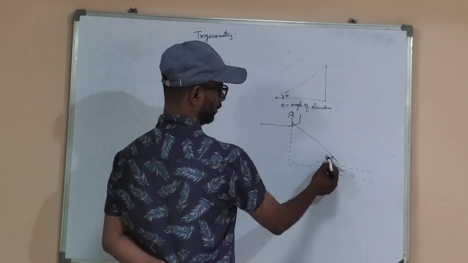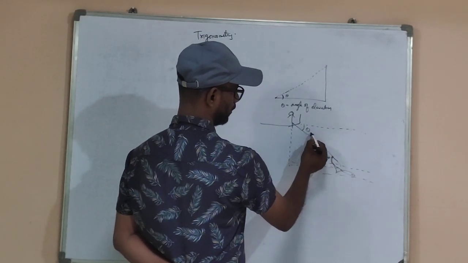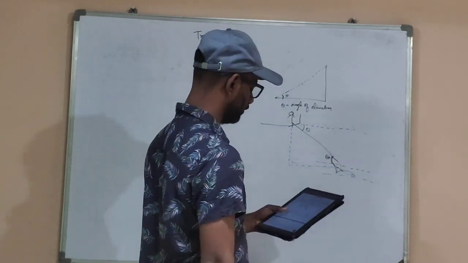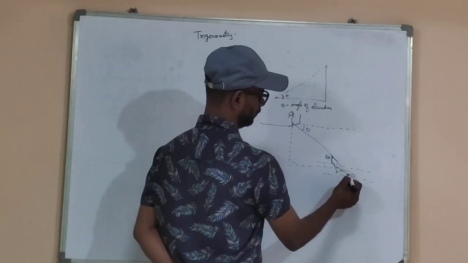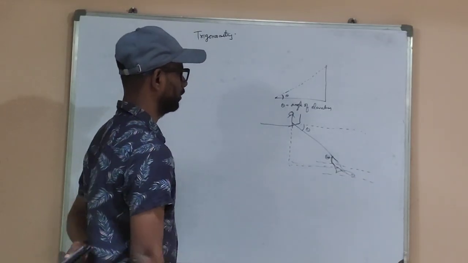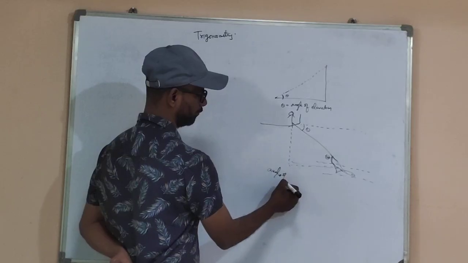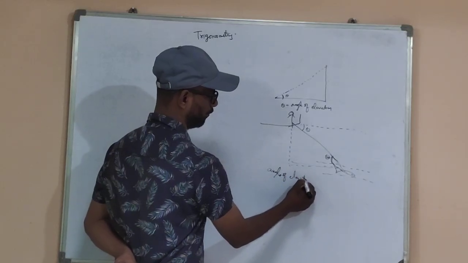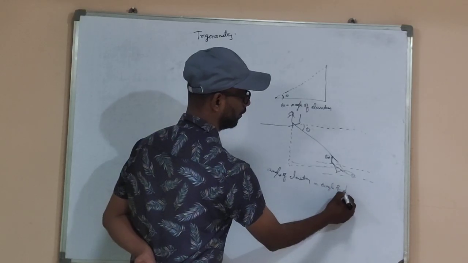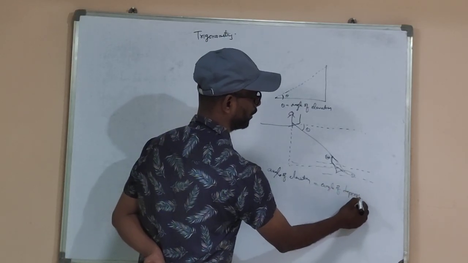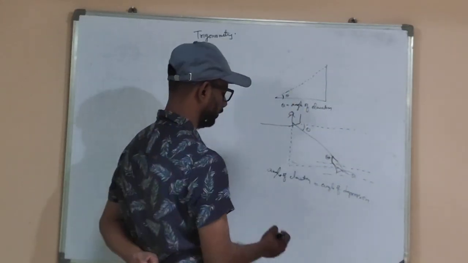So we have to draw one horizontal here. This is called the angle of depression. So here is the object, like this. Overall, the angle of elevation is also equal to the angle of depression in some cases. So at that time it will be like this.